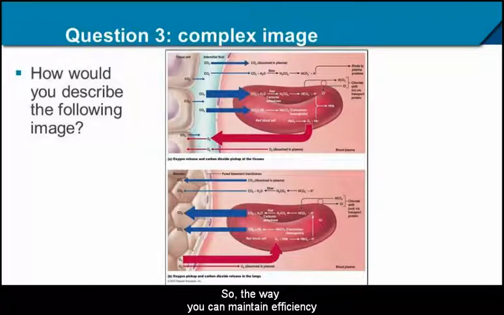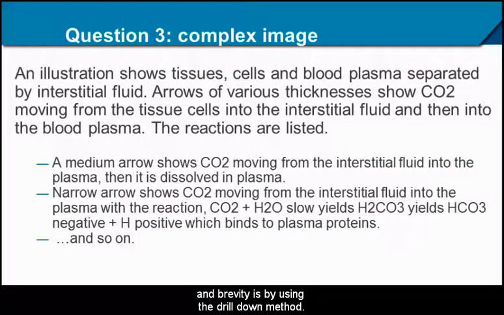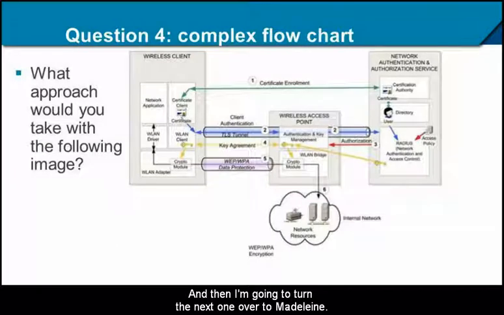So the way you can maintain efficiency and brevity is by using the drill down method, starting with the summary, then going into your specifics, providing them in a list, and having each sentence, each bullet point, structured in the exact same way so it's easy to read, so the student knows what's different in each step, what has changed, what's the new information that you're giving me for each bullet point.